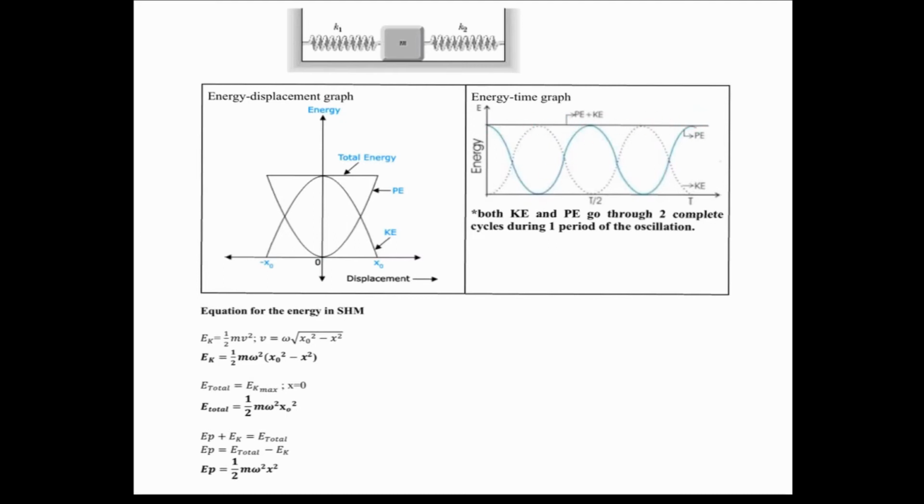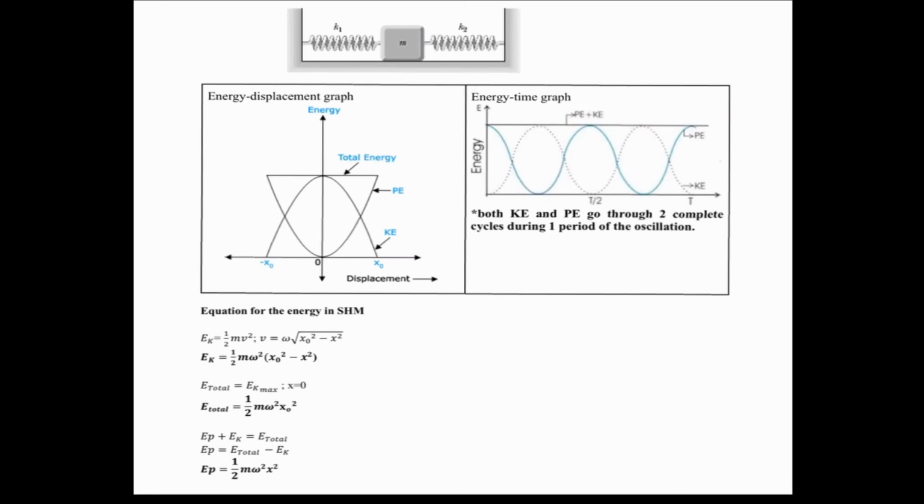Same thing for KE. You start from here, so your KE is 0. When you move to the middle, your KE is maximum. You go to here, KE is back to 0. Come back to the middle, maximum again. Come back to the starting point, back to 0. So can you see it's also 2 cycles. The total energy must remain the same. That's how we interpret the graph.